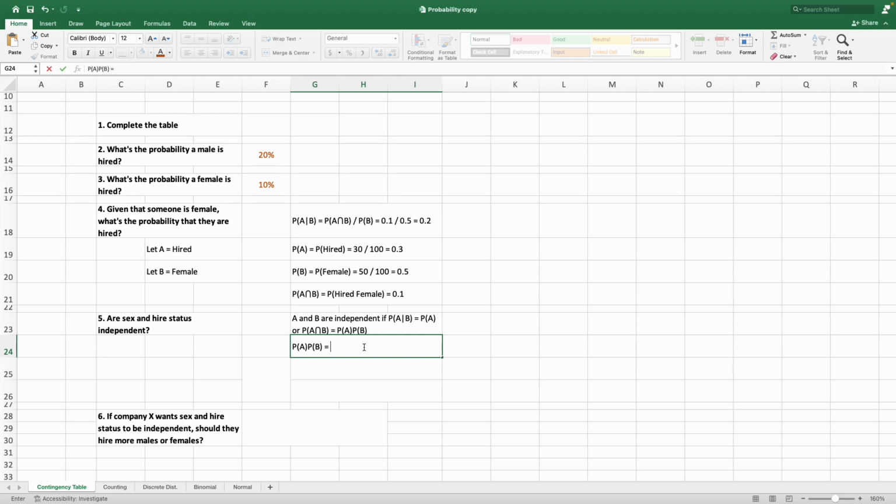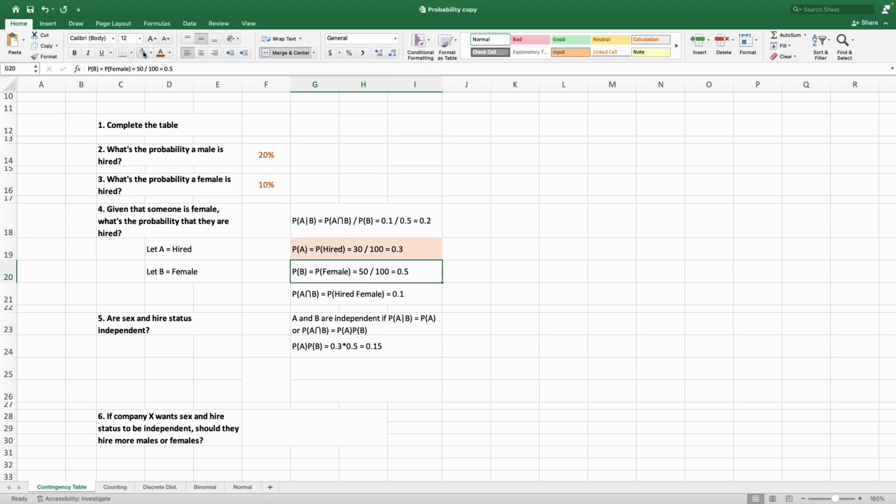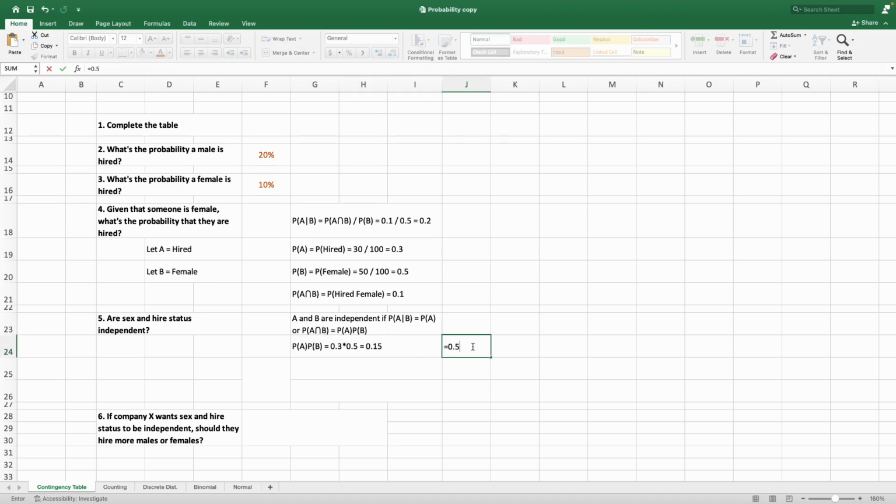So the probability of A is 0.3, and then we'll multiply by the probability of B, which is 0.5, and we get 0.15. Again, if you want to double check that, or if you're confused where this came from, the probability of A right here is 0.3, the probability of B is 0.5. And again, if you want to double check your math, 0.3 times 0.5, we get 0.15.